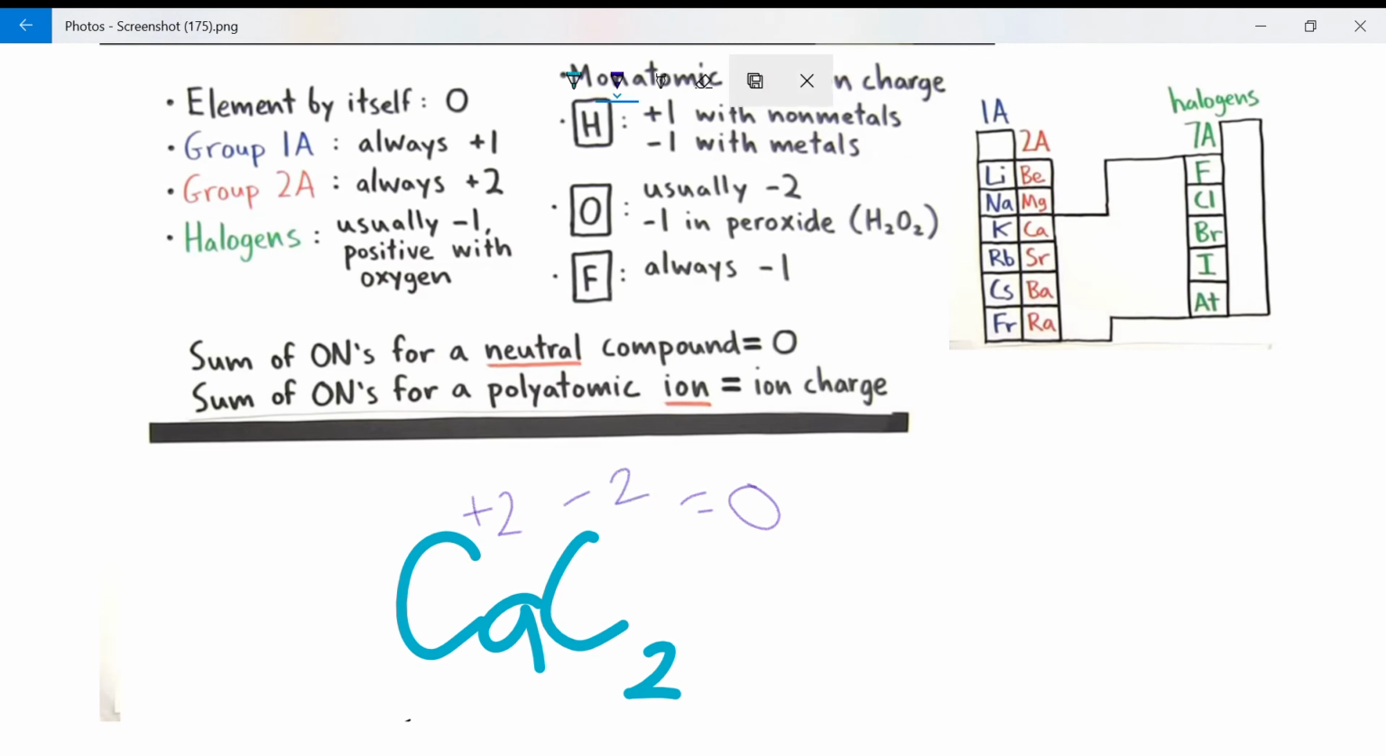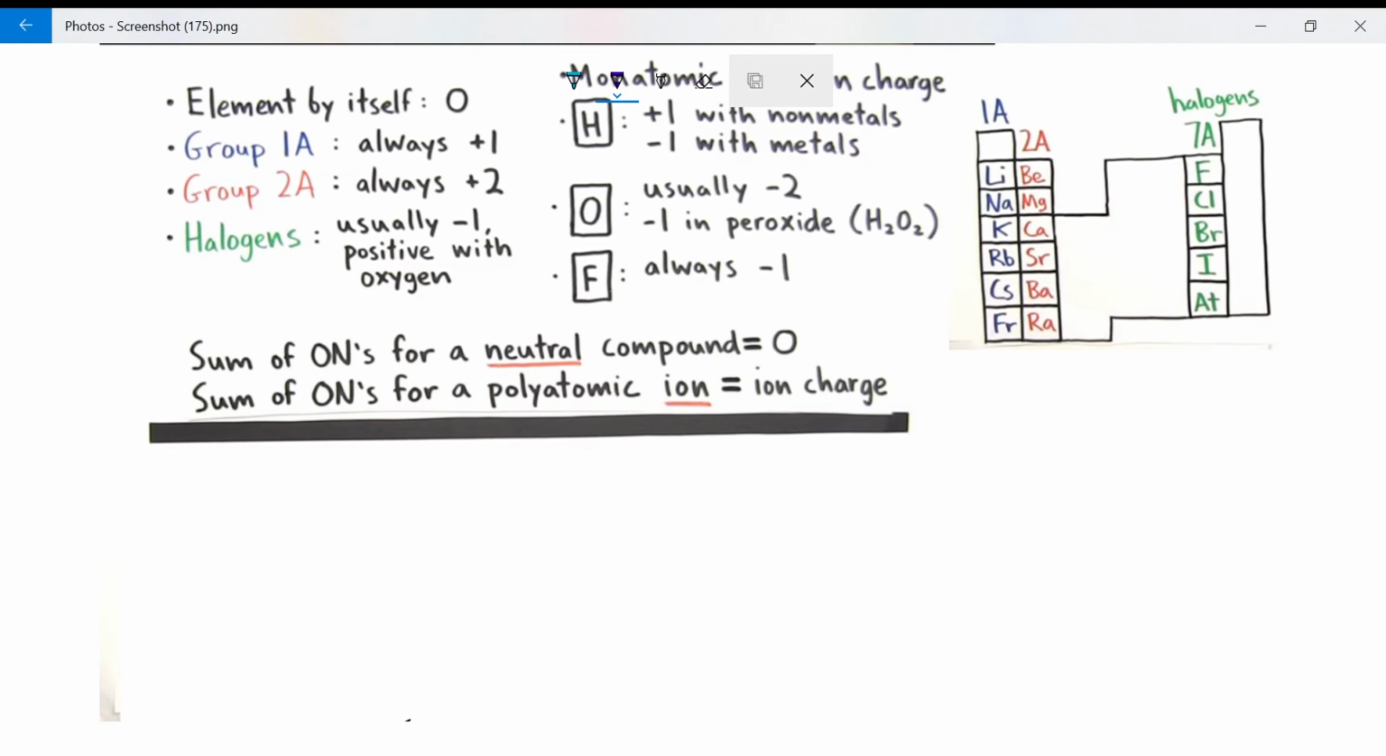But because there are 2 carbons, you have to divide by 2, and you get 1. So the carbon's oxidation number would be 1. Pretty easy still so far.